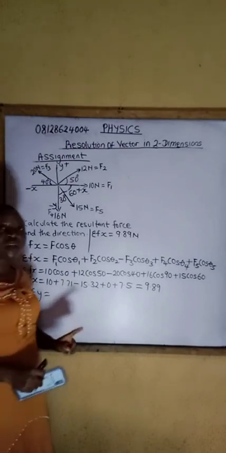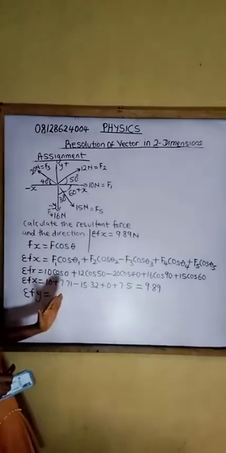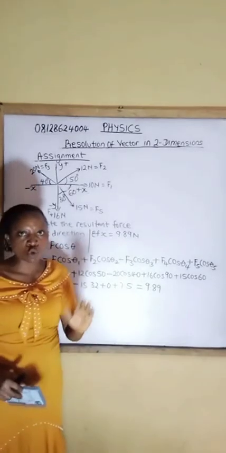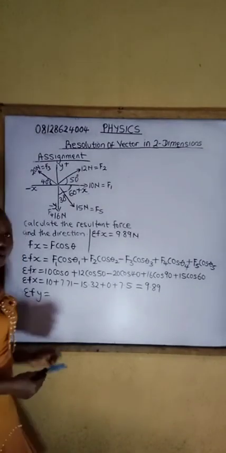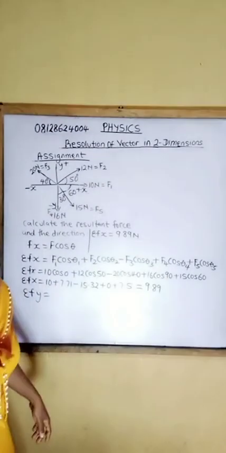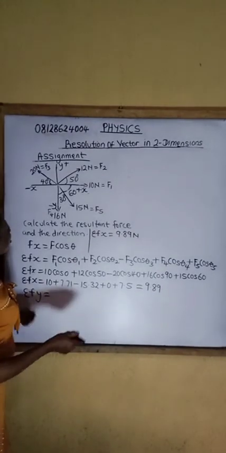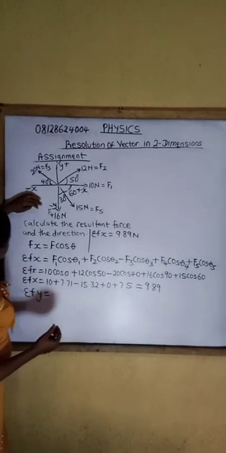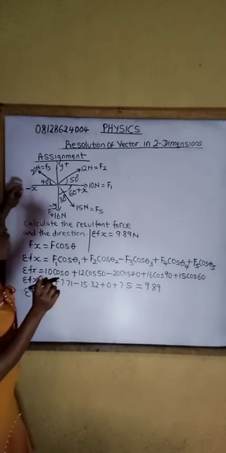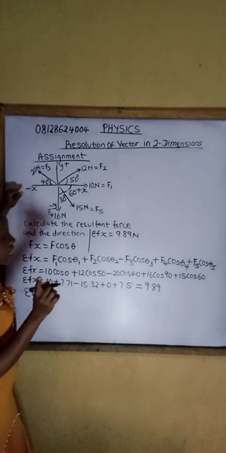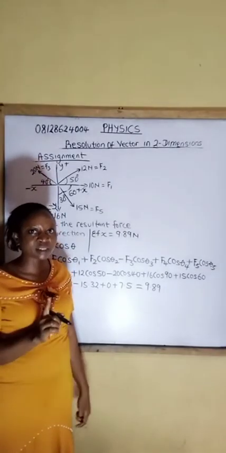So we call this the vertical component, because this is a vertical line. So we want to look for the summation of vertical components. Now let's start solving. Then we should not forget that Fy, that is the vertical component, is F sine theta. I've explained how we arrived at F sine theta yesterday.